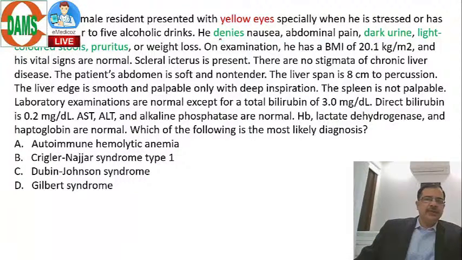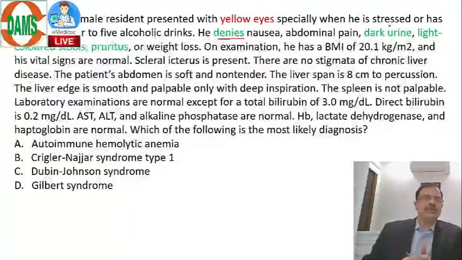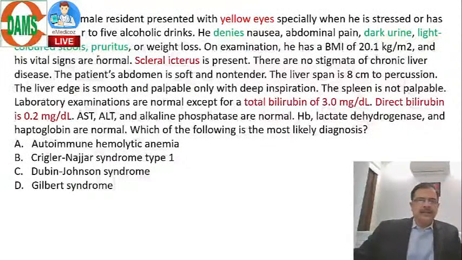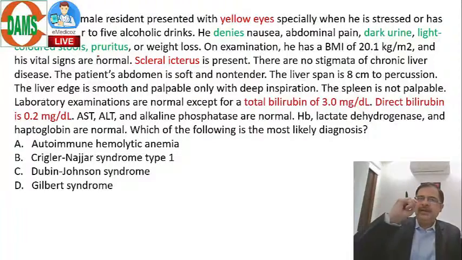But there is no history. Remember, negative history is also equally important. There is no history of nausea, abdominal pain, no dark urine, no light colored stools, no pruritus. So that means conjugated high bilirubin is not there. Because dark urine, light colored stools and pruritus are absent, obstructive jaundice is also not there. Then on examination, scleral icterus is present, so we identify that as the keyword.